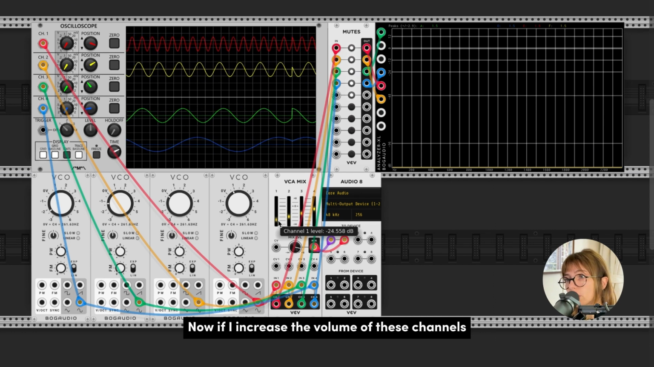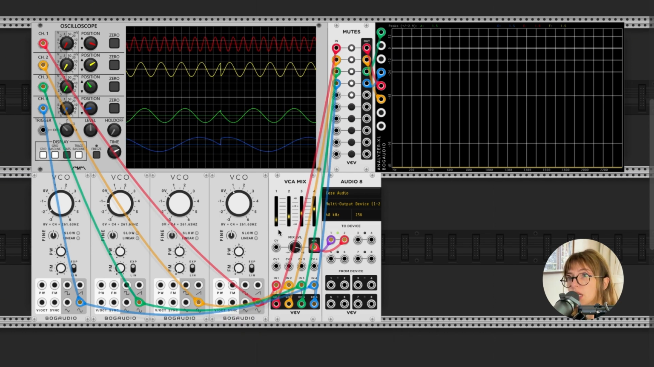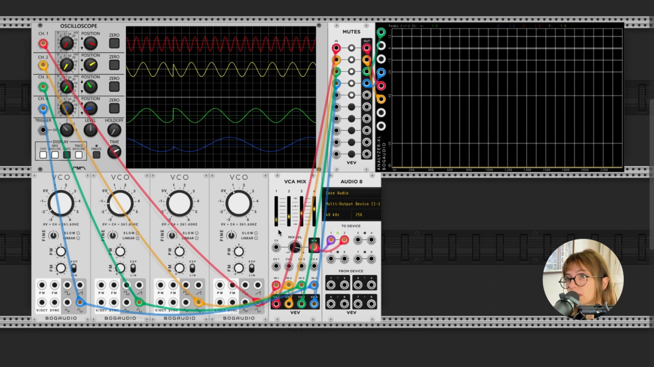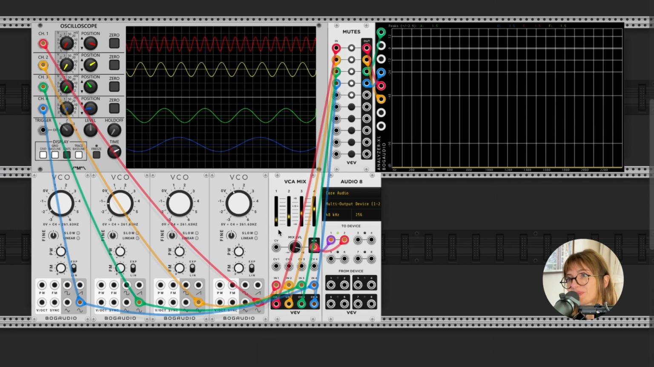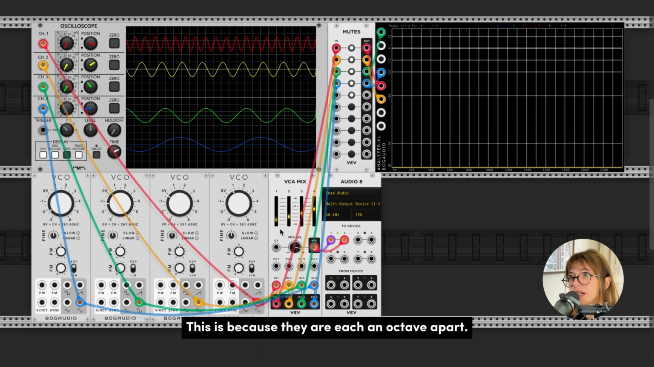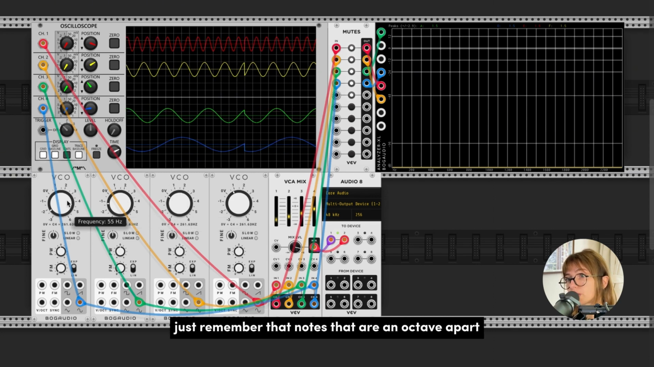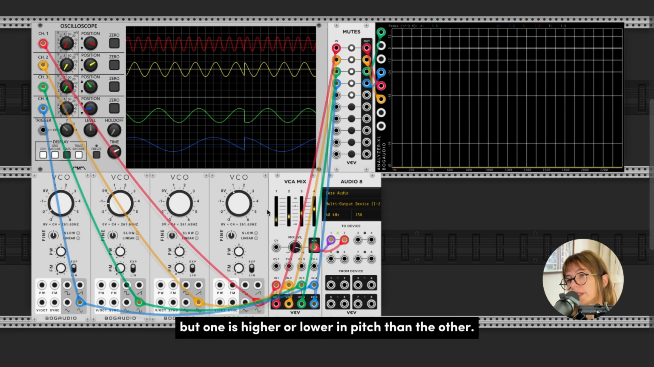Now, if I increase the volume of these channels, you may notice the relationship between these frequencies sounds pleasant. It's like they sound good together. This is because they are each an octave apart. If you're new to music theory, just remember that notes that are an octave apart sound similar to each other, but one is higher in pitch than the other.